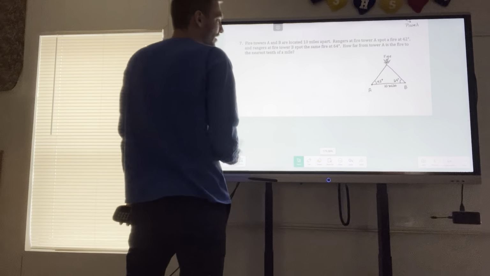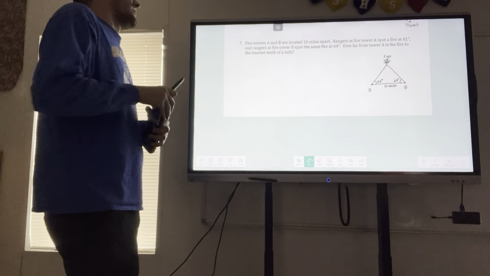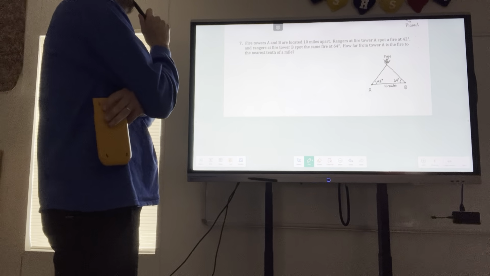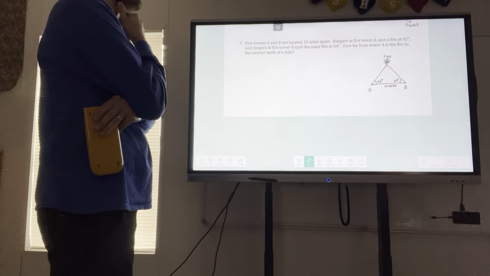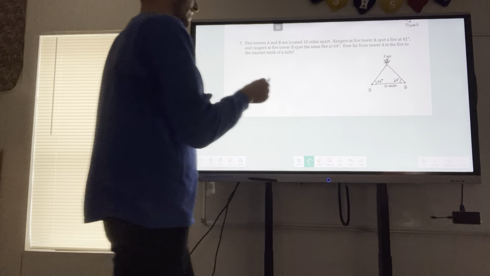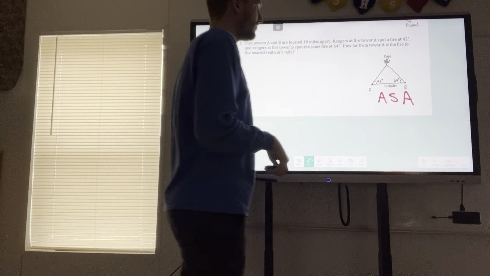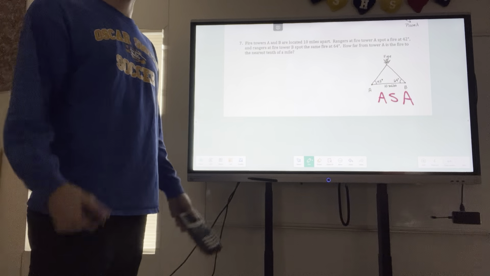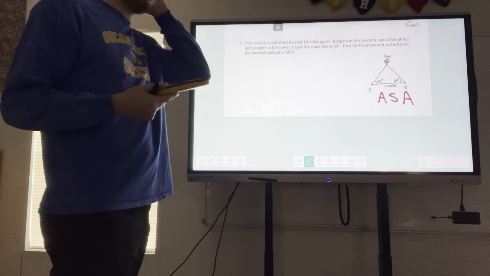Fire towers A and B are located 10 miles apart. Thank God we only have 1 triangle. This should be so much easier. Rangers at fire tower A spot a fire at 42 degrees, and rangers at fire tower B spot the same fire at 64 degrees. How far from tower A is the fire to the nearest 1/10 of a mile? Well, looks like here we have angle, side, angle. 2 angles and a side. Now that should give us the possibility to use the law of sines, although we could go for cosine if you really wanted to.